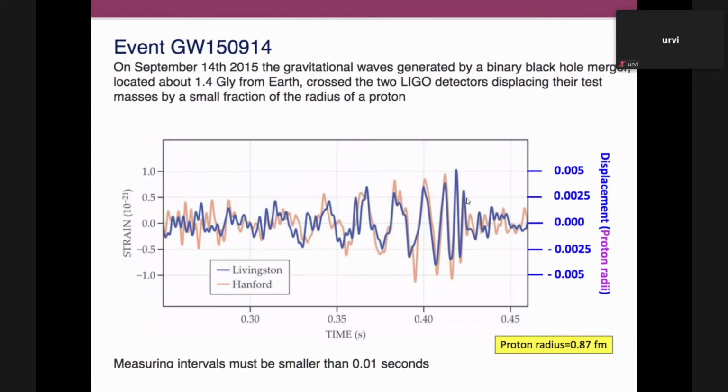The two different colored curves represent the two detectors in the United States, the two LIGO detectors at Livingston, Louisiana, and Hanford, Washington. And yeah, there's noise, but that is very much what we are looking at here. This was quite a moment for everybody who was involved.